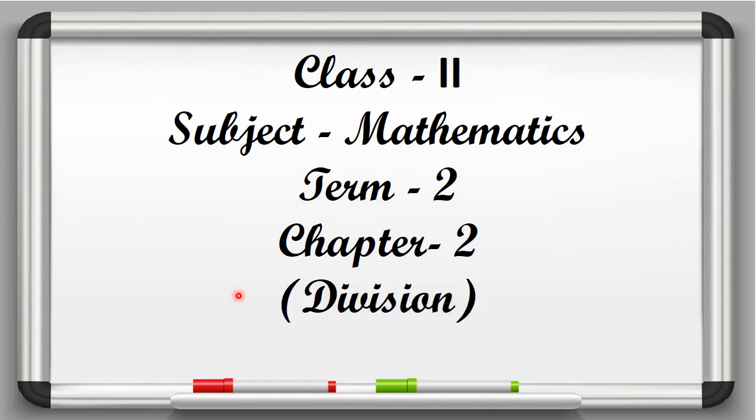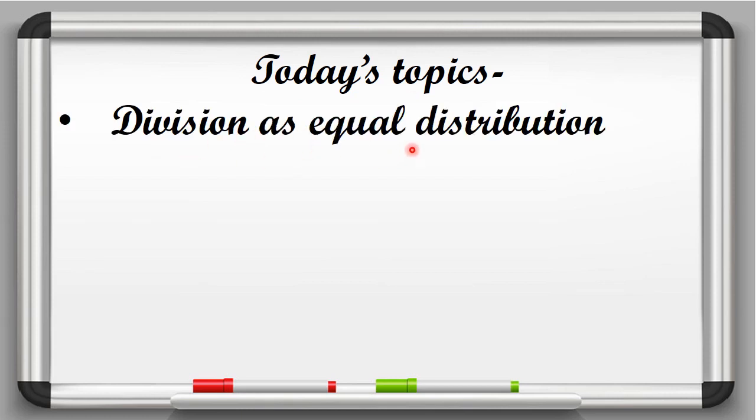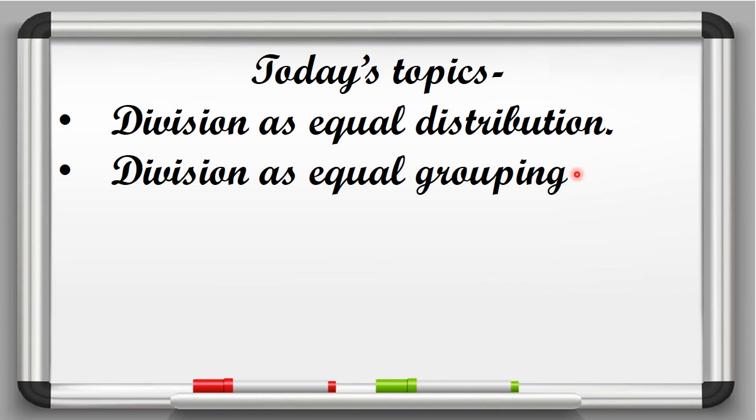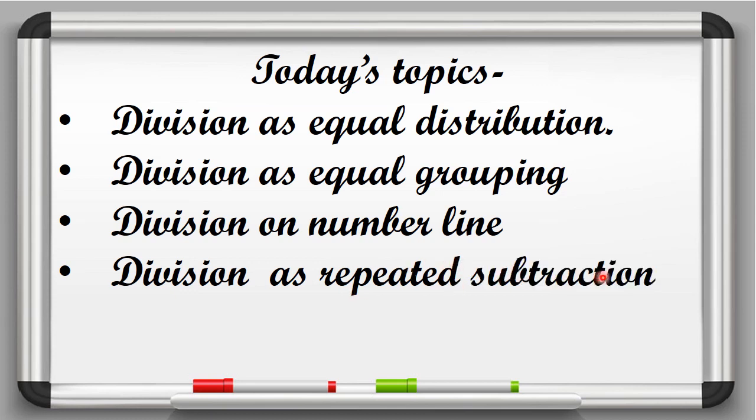The name of the chapter is division. This is our summary lecture number 2. Today's topics are division as equal distribution, division as equal grouping, division on number line, and division as repeated subtraction.